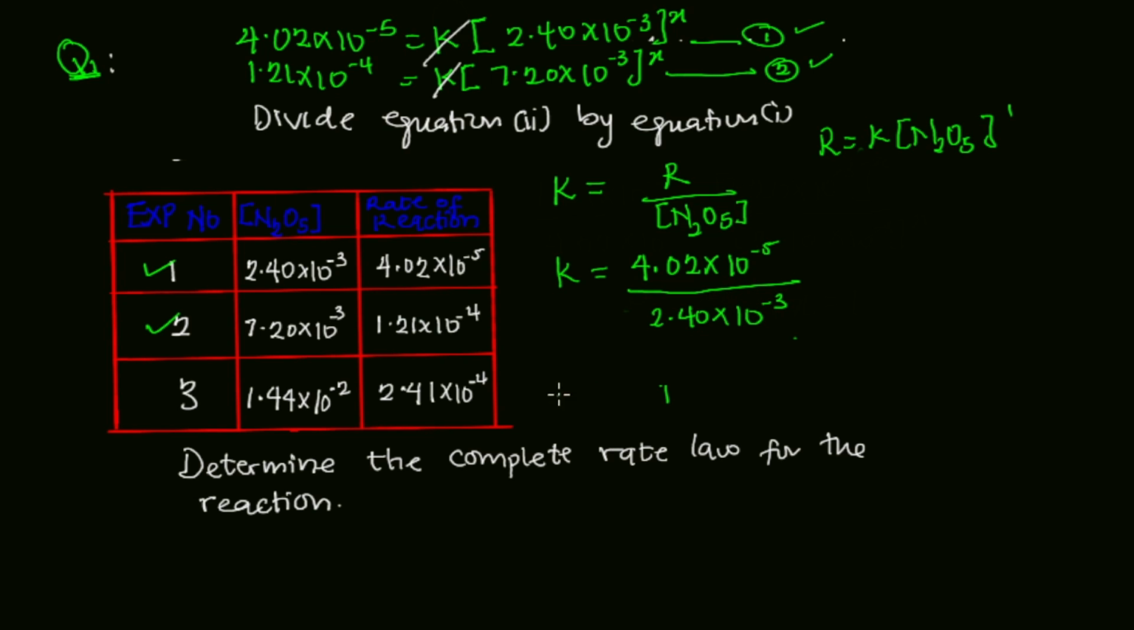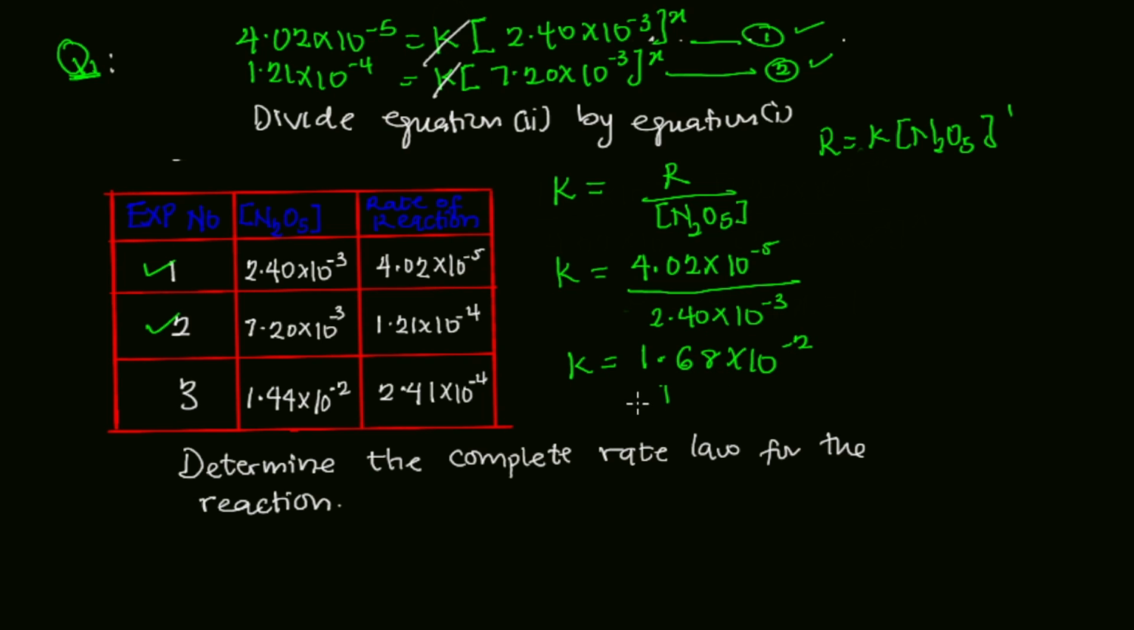Now going with this, pressing everything here on the calculator, we're going to have 4.02 multiplied by 10 raised to the power minus 5, then divided by 2.40 times 10 raised to the power minus 3. This is what we have. So the answer is actually 1.68 times 10 raised to the power minus 2. That's actually the rate constant.